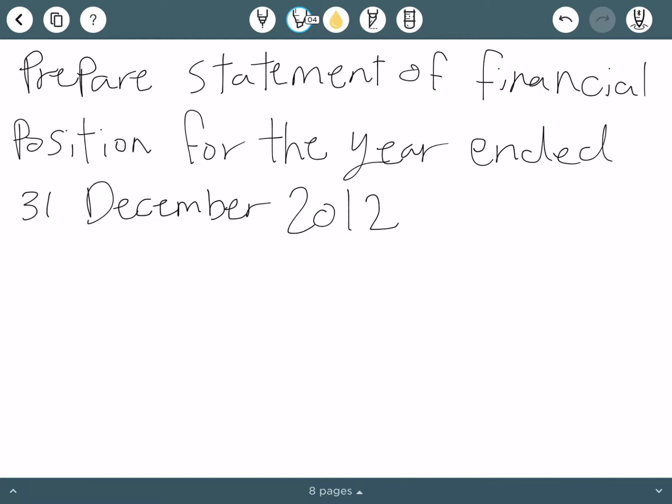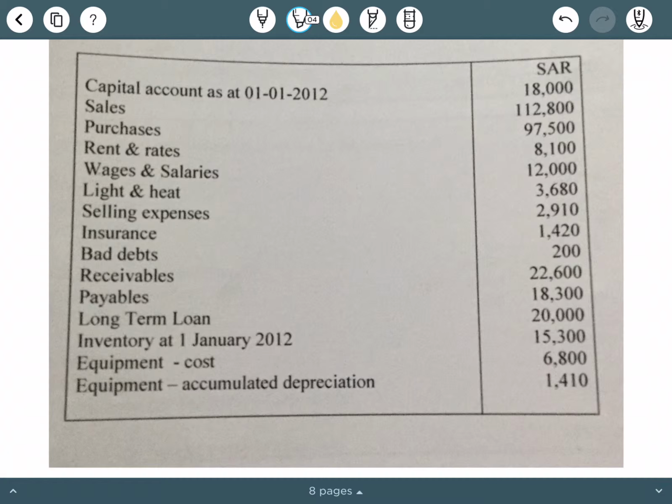Okay, so if you have a question that asks you to prepare statement of financial position for the year ended, and they gave you a trial balance, so they give you the balances. So if you want to know how to debit this and credit, I have the video down below.